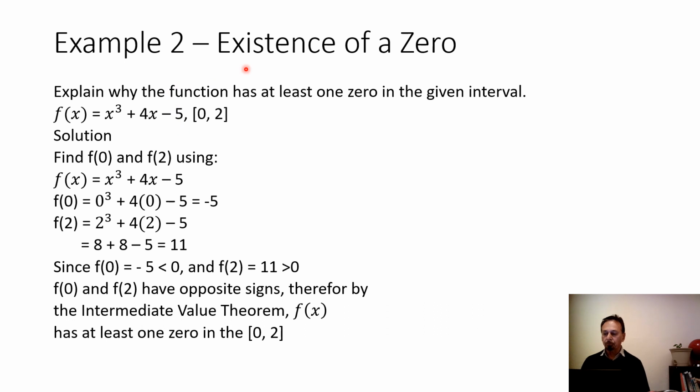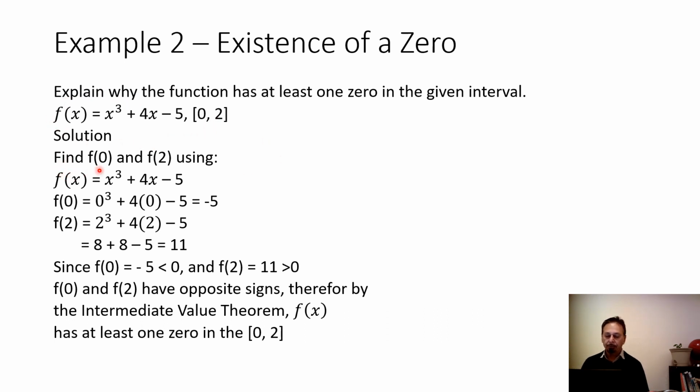So example 2, existence of a zero. Explain why the function has at least one zero in the given interval. f of x equal to x cubed plus 4x minus 5. The interval is 0, 2. Well, you can say f of x is a polynomial, so it's continuous on the entire number line. So therefore, it's also continuous on the interval.